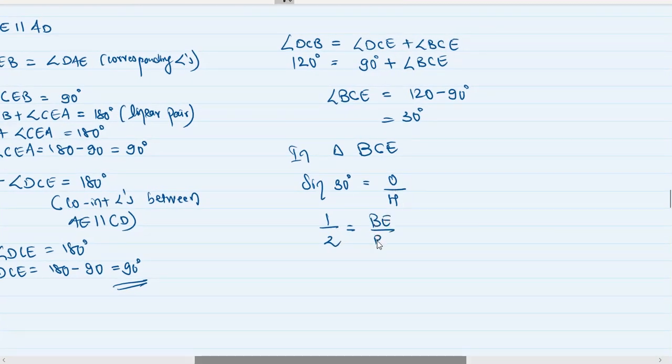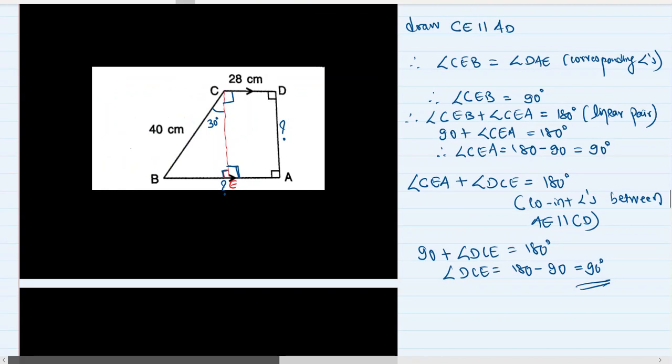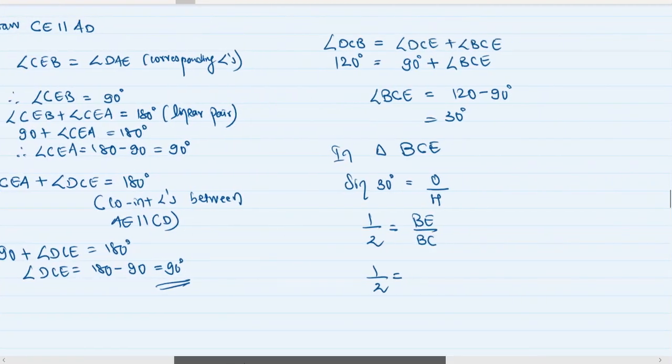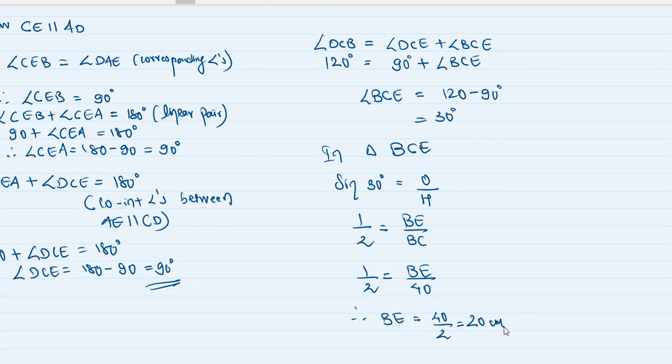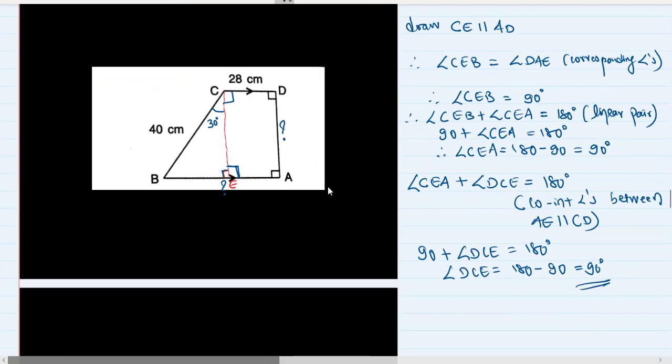So BE upon BC. So 1 by 2 equals BE upon 40, since BC is 40. Therefore BE is equal to 40 by 2, which is 20 centimeters. So we found out BE is 20 centimeters. Now we can find out CE.